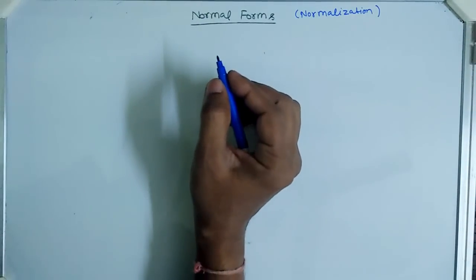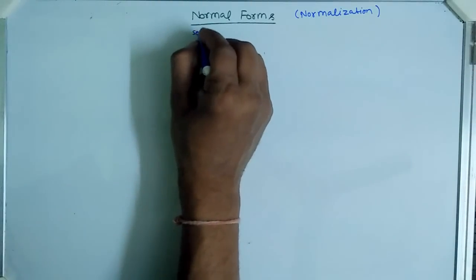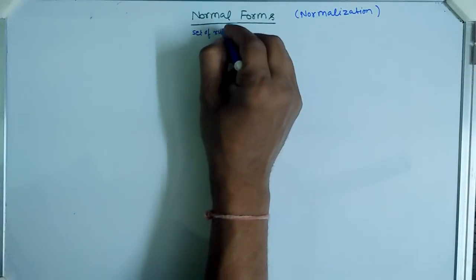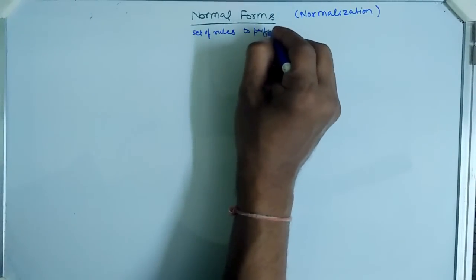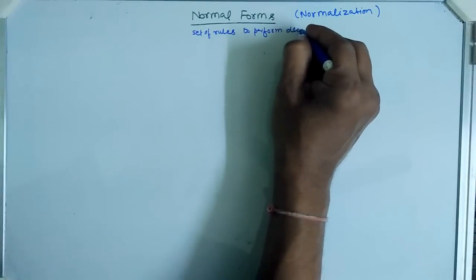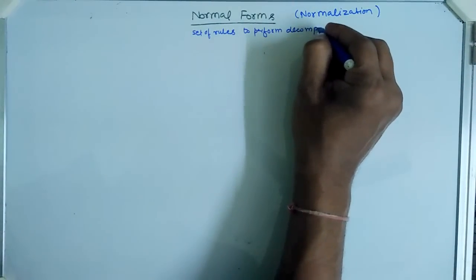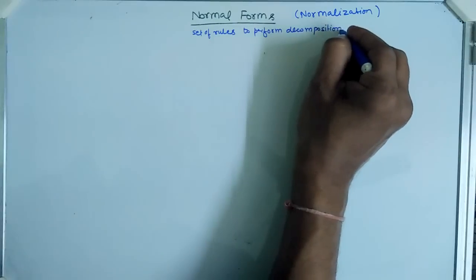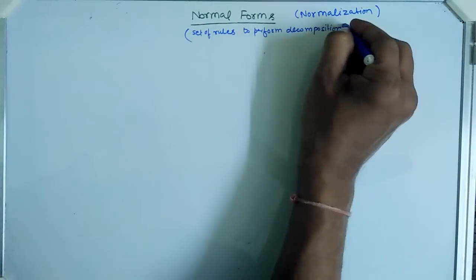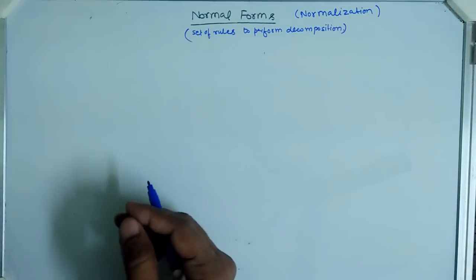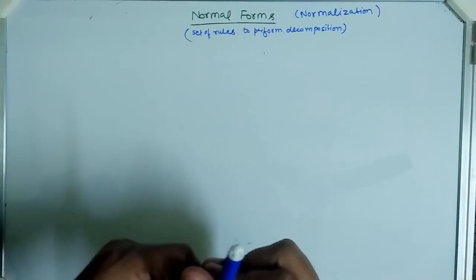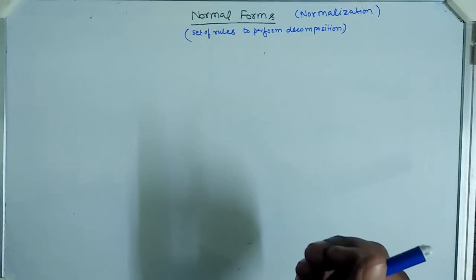So, in brief, you can say that a set of rules to perform decomposition is provided by different normal forms. So this can be a precise definition for the normal forms. So in databases, we define various types of normal form. In this video lecture, we will cover four types of normal forms available.